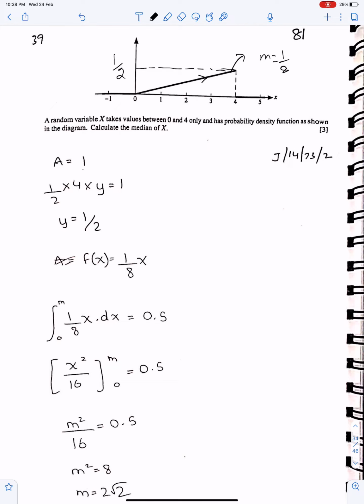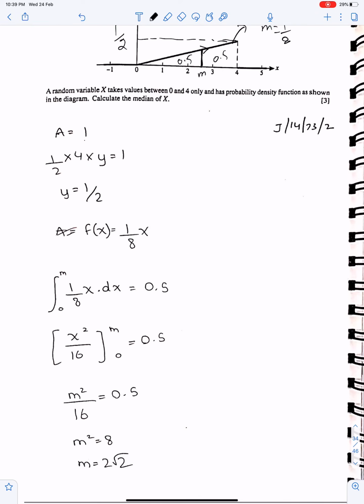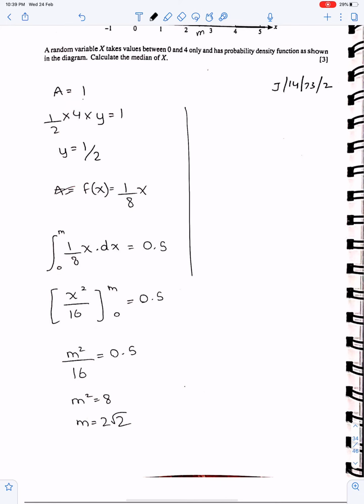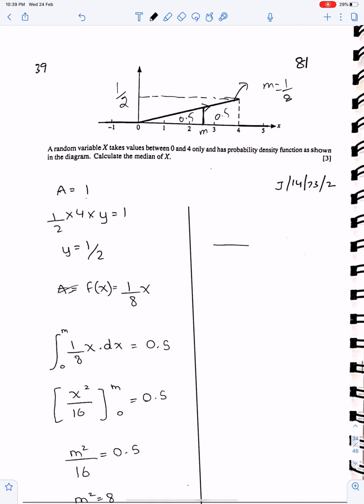I'm going to solve this question through the similar triangle method. You must know both the methods. Let's suppose the median is here. Then this probability is 0.5 and this is also 0.5. So you have similar triangles now. This is another way to solve this question. I discussed this method in my first lecture. This is m with area 0.5, and this is 4 with area 1, the larger triangle.